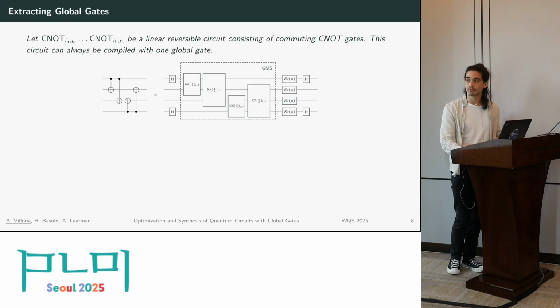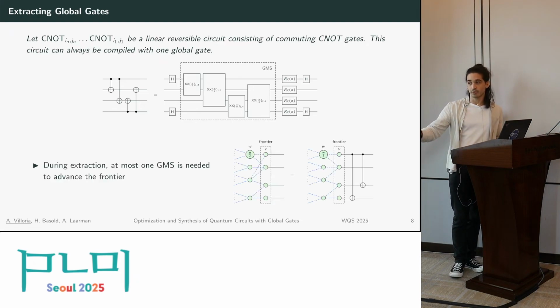First of all, we show that if we have a CNOT circuit that has commuting CNOT gates, so all the CNOT gates in the circuit commute, we can always compile this with only one GMS gate. And what we're going to do is create layers of commuting CNOT gates in our circuit in order to compile each layer with one GMS gate. So in particular, during circuit extraction, when you're extracting CNOT gates, you always require only one GMS gate in order to advance the frontier. In particular, you need what is called a FANOT gate, which is a CNOT circuit that has only CNOT gates with a shared control qubit. So these CNOTs also always commute, and we are able to compile with only one GMS.